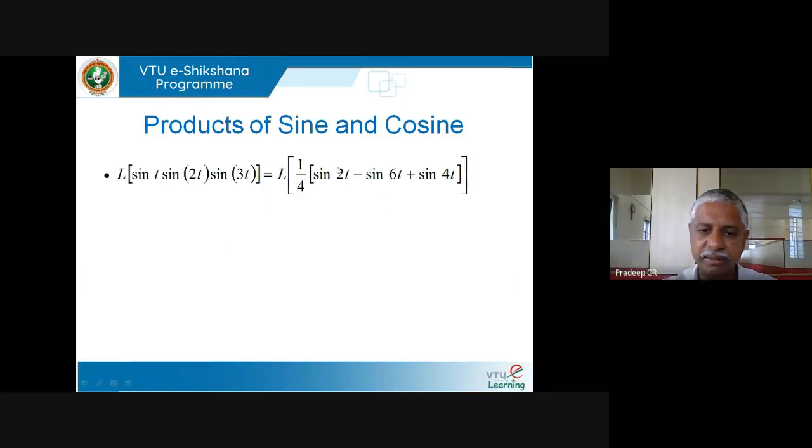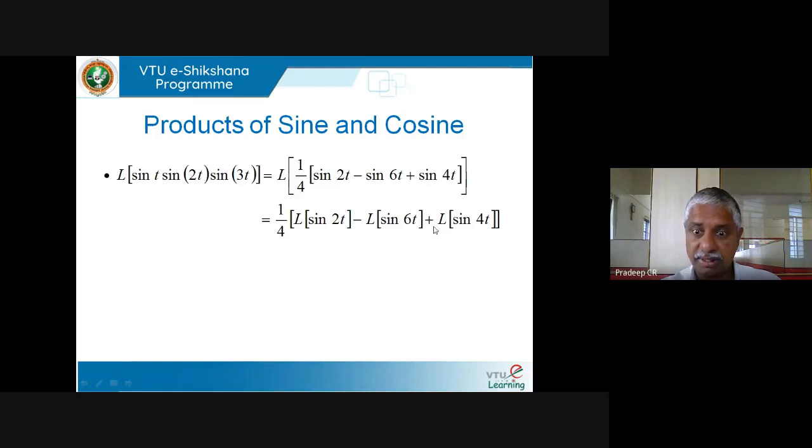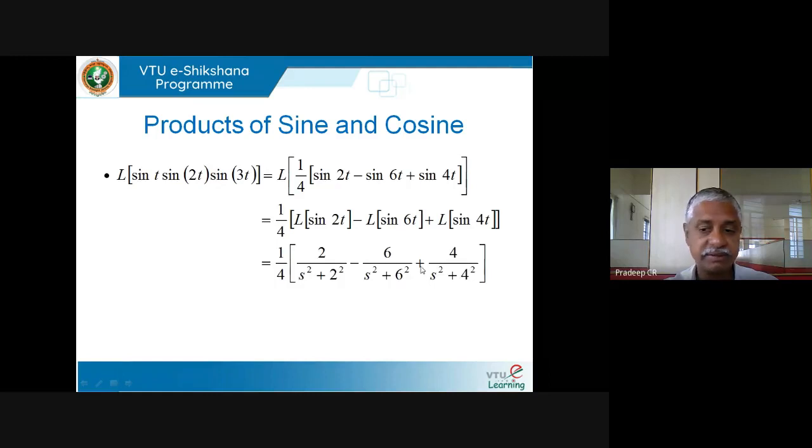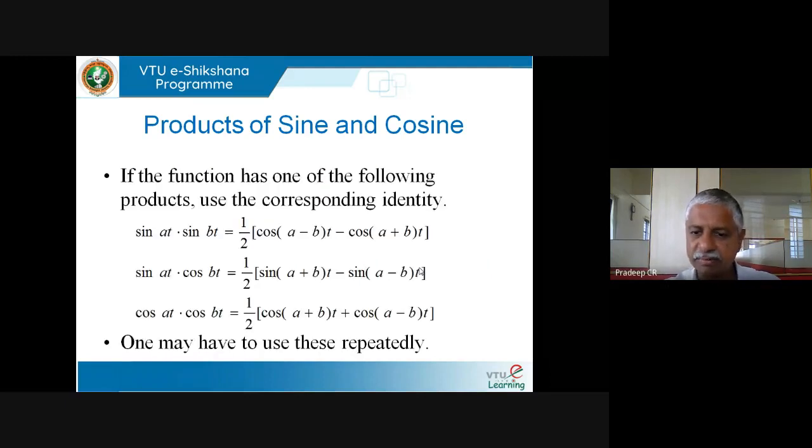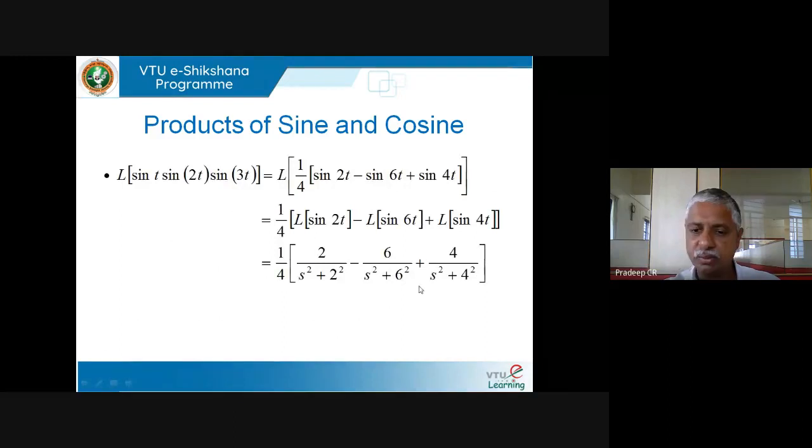So I'll get that L of sin t sin 2t sin 3t is L of this whole thing, probably with a minus here. Now I use linearity and then I get this. Check whether this is minus. One can check with my notes also. We should get the same answer. Please do that. So that's the answer, apart from the matter of whether this is plus or minus. That's okay. No problem.